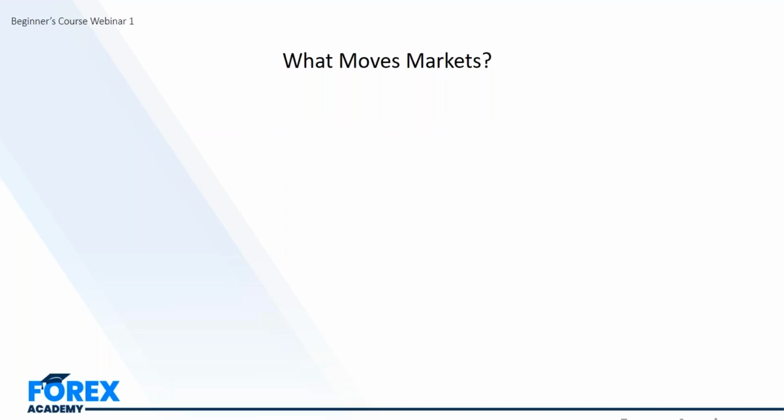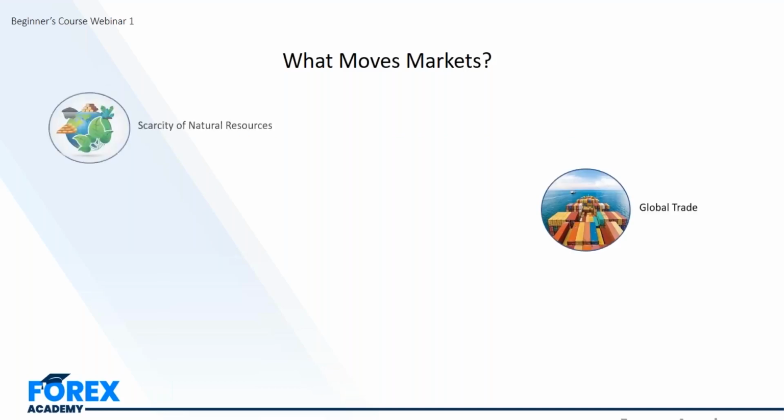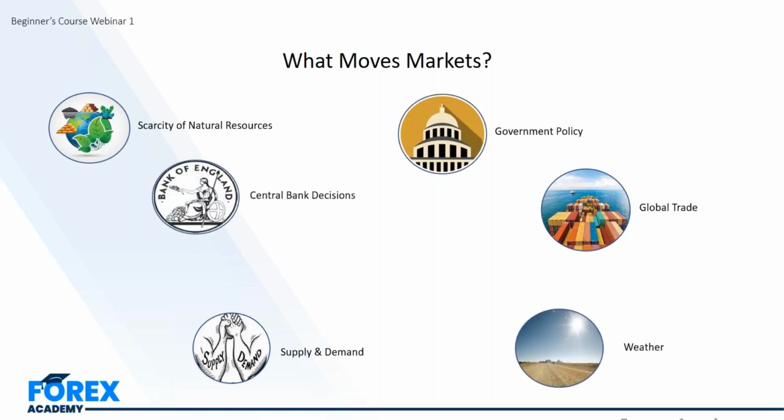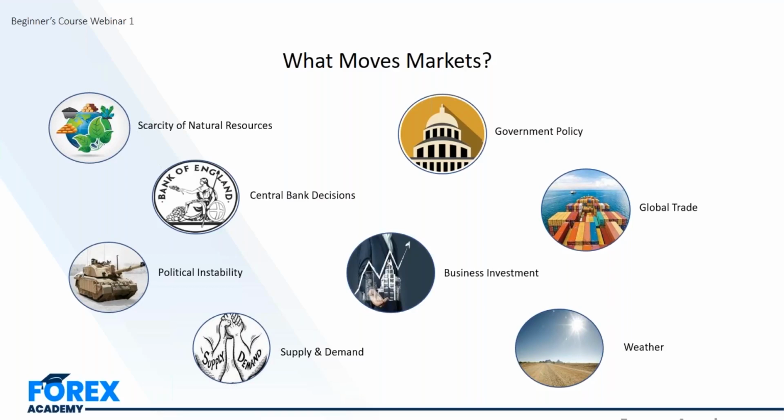We have global trade, scarcity of natural resources, supply and demand and its function, government policy, weather, central bank decisions, political instability, and business investment. So all in all, there's a few there that you can see are very different in terms of what part of the economy they come from, if they're at all economic, if they're governmental, or if it's purely something like the weather, which is totally out of our control. All of these things obviously have an effect on many different correlated or uncorrelated asset classes.